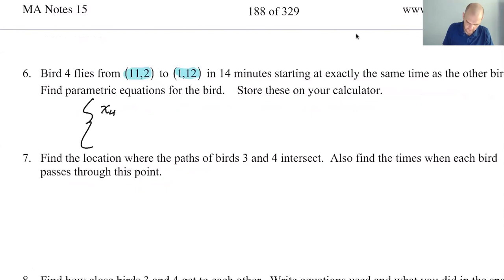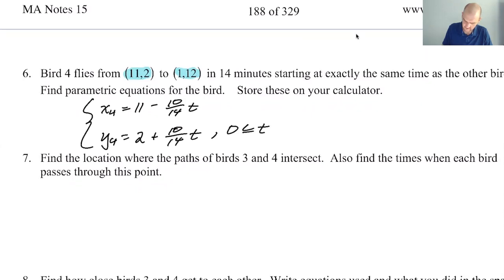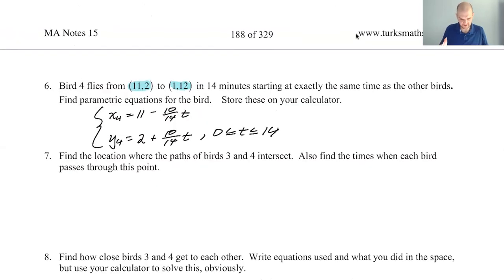So x4, y4. All right, we're starting at 11:2. And then for the x direction, you're going to lose 10, and it takes you 14 minutes. For the y direction, you're going to gain 10 and take 14 minutes. And so this is only valid between 0 and 14. All right, so I want to store this on my calculator. I think what I also want to do is add it to the GeoGebra sketch that we're working on, because that'll allow me to answer, or at least look at, some of the things we're going to do. So first up, going to the calculator. No, first I'm going to add it to the GeoGebra thing, because then we can just look and see what's happening.